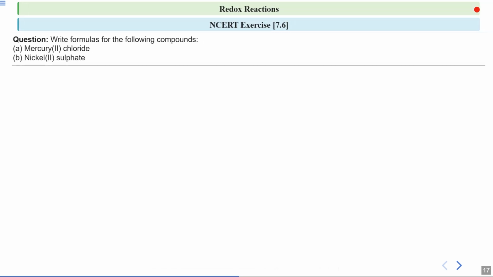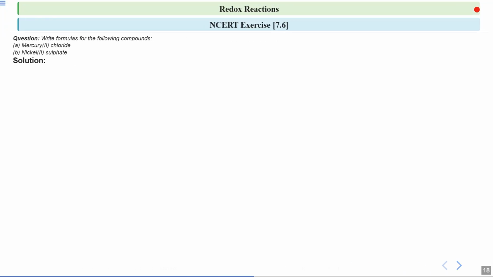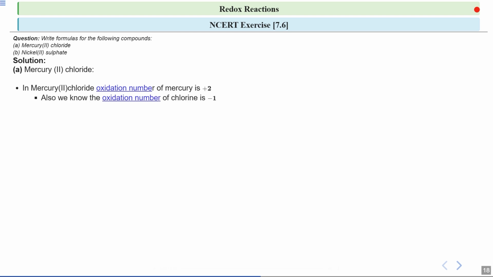Moving on to the next question, you have to write formulas for the following compounds. We have mercury(II) chloride and nickel(II) sulfate. How can we do it? It's very simple. We'll start with mercury(II) chloride. We can say that in mercury(II) chloride, the oxidation number of mercury is given as +2 because of the Roman numeral written after mercury, which is 2 in the bracket. Then we know conventionally chlorine gets a -1 oxidation state, and we will take that same conventional value.